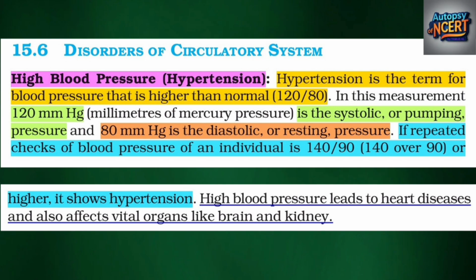15.6 Disorders of circulatory system. High blood pressure, hypertension. Hypertension is the term for blood pressure that is higher than normal, 120/80. In this measurement 120 mm Hg, millimeters of mercury pressure, is the systolic, or pumping, pressure and 80 mm Hg is the diastolic, or resting, pressure. If repeated checks of blood pressure of an individual is 140/90 or higher, it shows hypertension. High blood pressure leads to heart diseases and also affects vital organs like brain and kidney.